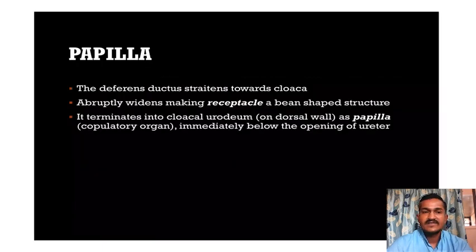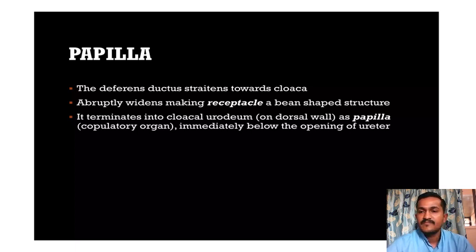Then next, the papillae. It's the fourth organ participating in the reproductive system of the male chicken. About the papillae, the vas deferens strains towards the cloaca and abruptly widens, making a receptacle, a bean-shaped structure, and it terminates in the cloacal undergrowth. On the dorsal wall is the papilla, the copulatory organ, immediately below the opening of the urethra. Where does it open? It's below the urethra, and it's working as what? Copulatory organ, or mating organ.